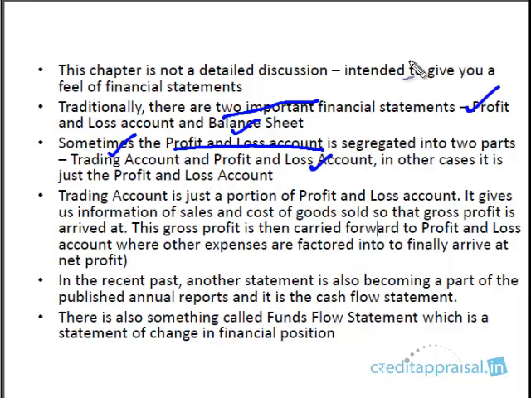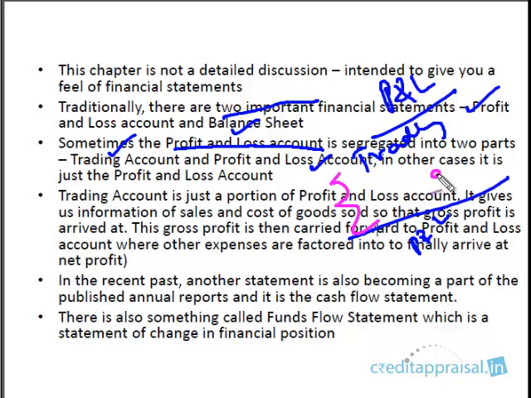Actually, trading account is just one portion of P&L account. So what happens is there will be two parts: one is the trading account, another is the P&L account. In this particular trading account, we'll arrive at what is known as gross profit. Then this gross profit goes into the P&L account, and then we'll have another set of expenses here, and finally we arrive at the net profit.